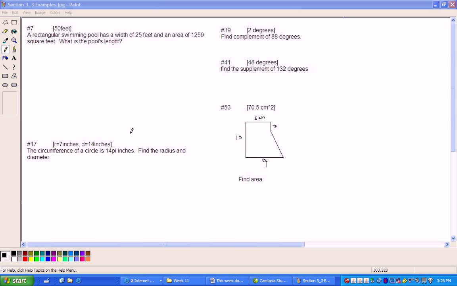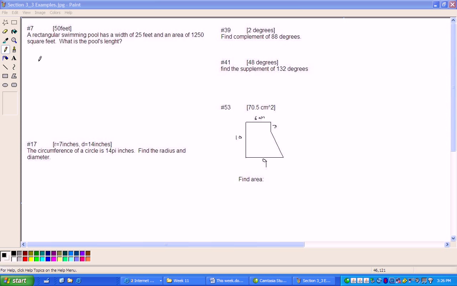Okay, now we're going to go ahead and do some problems from section 3.3. Pick some nice examples out for you to follow along with. The first one: a rectangular swimming pool has a width of 25 feet and an area of 1,250 square feet. What is the pool's length?